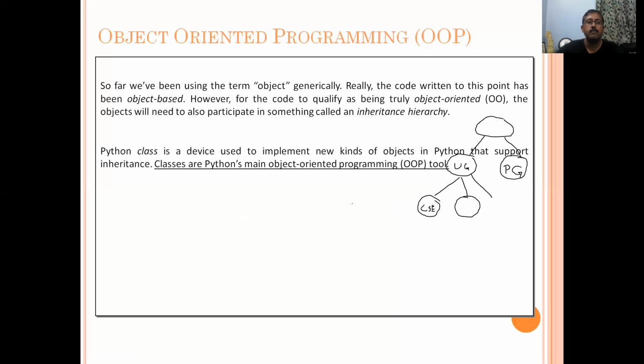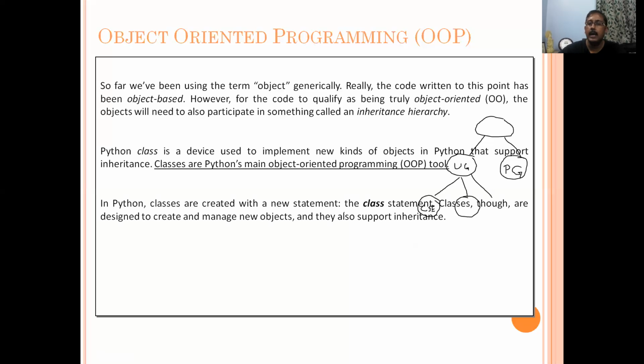So a Python class is basically a device to create or implement new types or new kinds of objects in Python, right? We have certain standard types. We can create certain new types using the concept of classes in Python. And how do we create a class? Very simple, just like how we create a function. In the same way, we can create a class using the class keyword, right? We have a class keyword using which we can create a class. We'll see that very shortly.